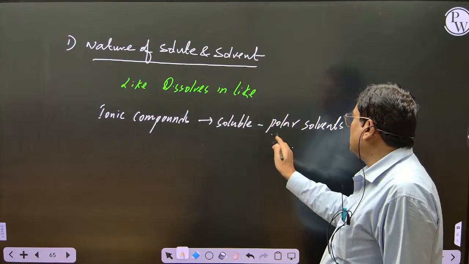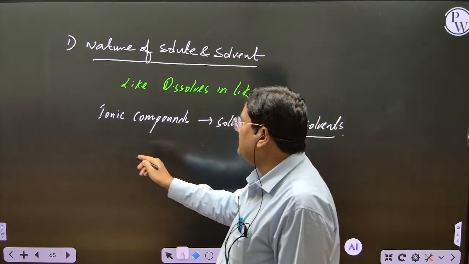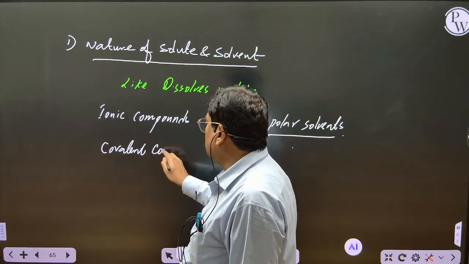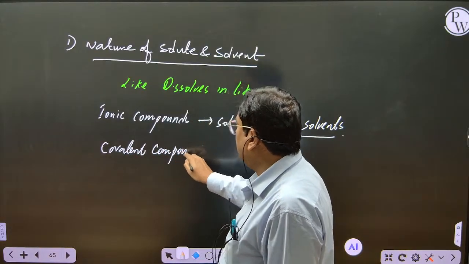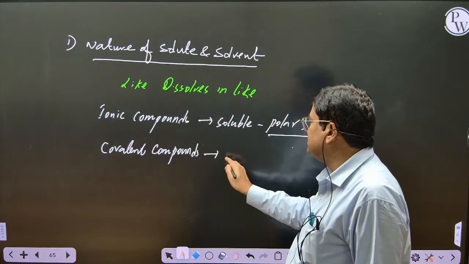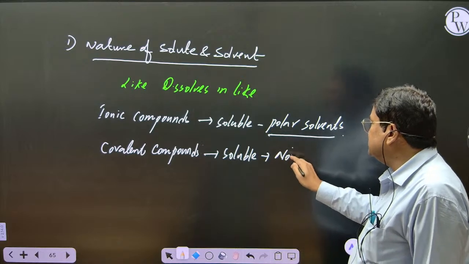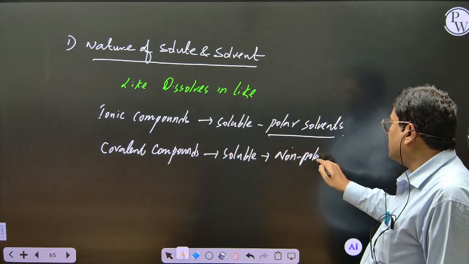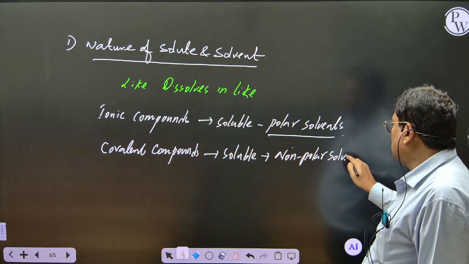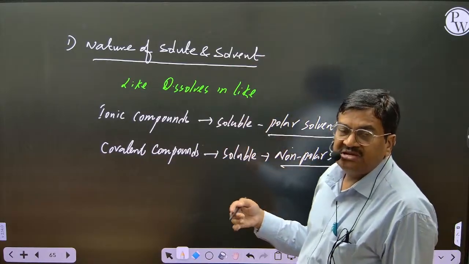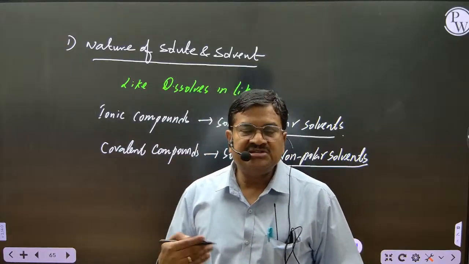Whereas covalent compounds are soluble in where? Covalent compounds are soluble in non-polar solvent. What are non-polar solvents? Organic solvents like benzene, carbon tetrachloride. These are non-polar solvents. So it depends what type of solute you are dissolving in the solvent.